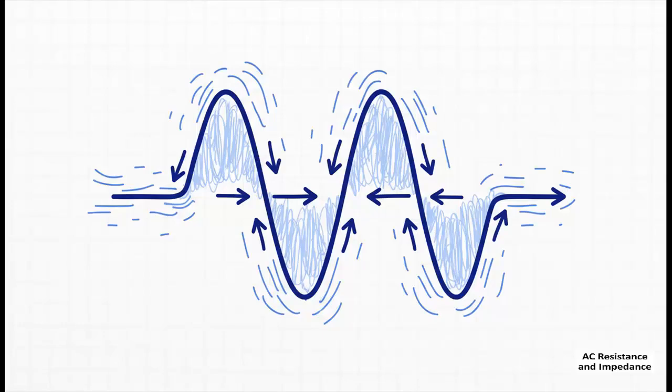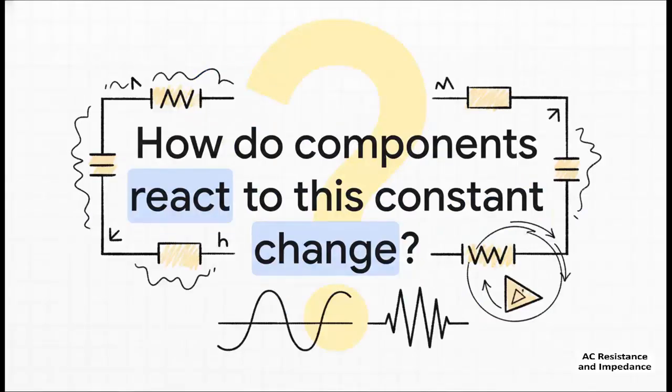AC isn't a steady push. Nope. It's a constant cycle of push and pull, rising and falling, over and over again. And it's this constant state of change that awakens these other hidden forces in a circuit. So that leads us to the big question, right? If the current is always in flux, just constantly changing, how do other components, like inductors and capacitors, react to this non-stop change? Because their reaction, that's where things get really, really interesting.